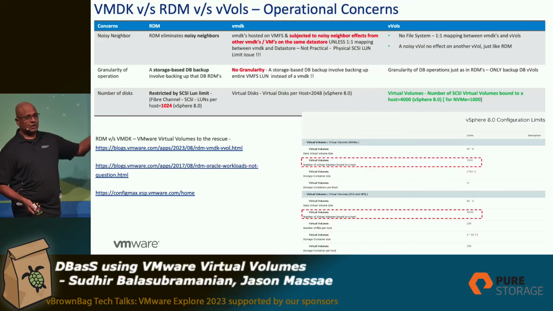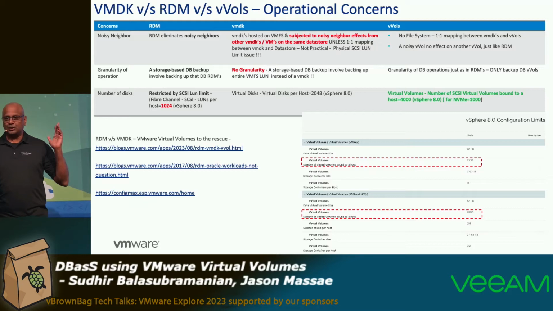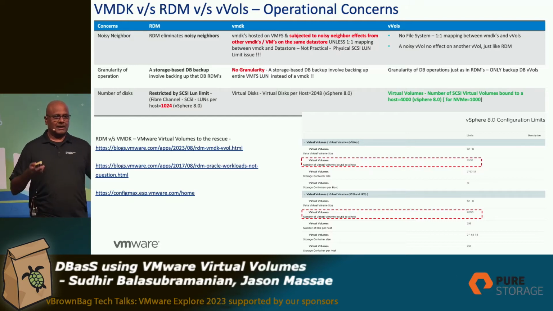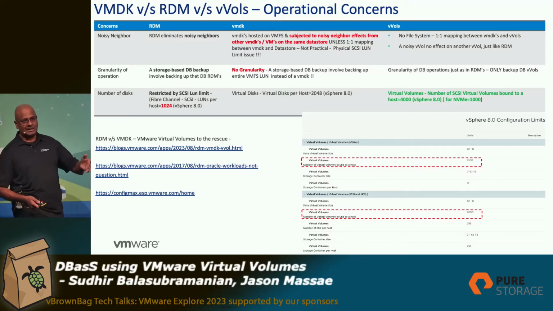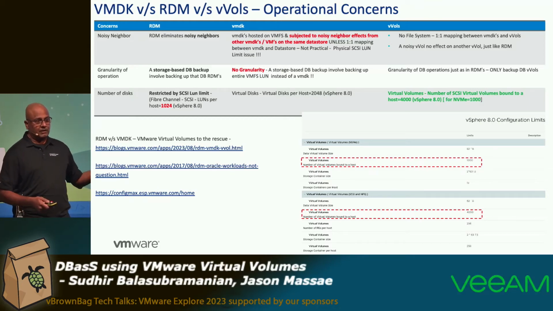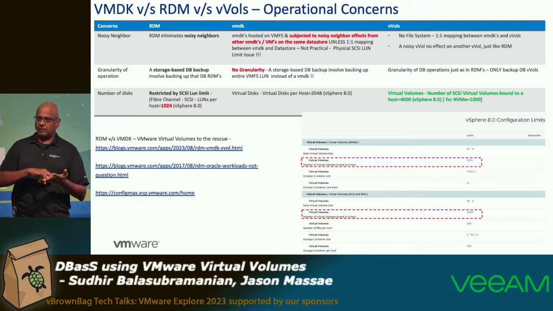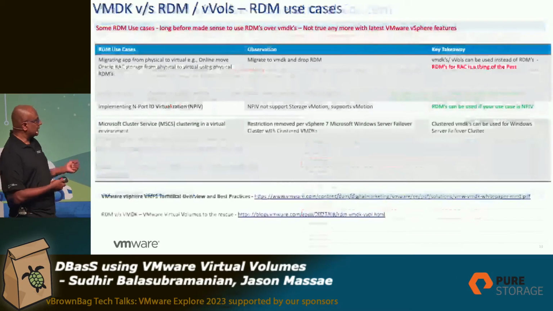Granularity of operations, you don't need RDM. With VMDKs, yes, you don't have the granularity, but you do get the granularity with vVol, because at the end of the day, you can have your cake and eat it too. What's a vVol? It's a cross between a VMDK and RDM at the end of the day. That's what a vVol is. Number of devices, and we spoke about it: RDM maximum 1024, vVols 4000. So if you're worried about operational efficiencies, scaling up and scaling out, or performance, in a nutshell, you have vVol. That's the answer for you.